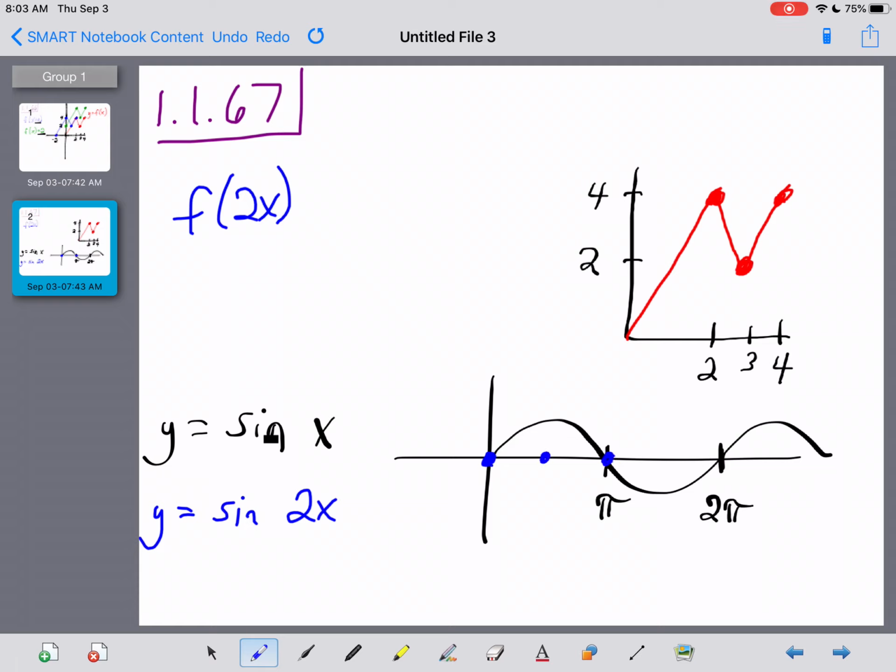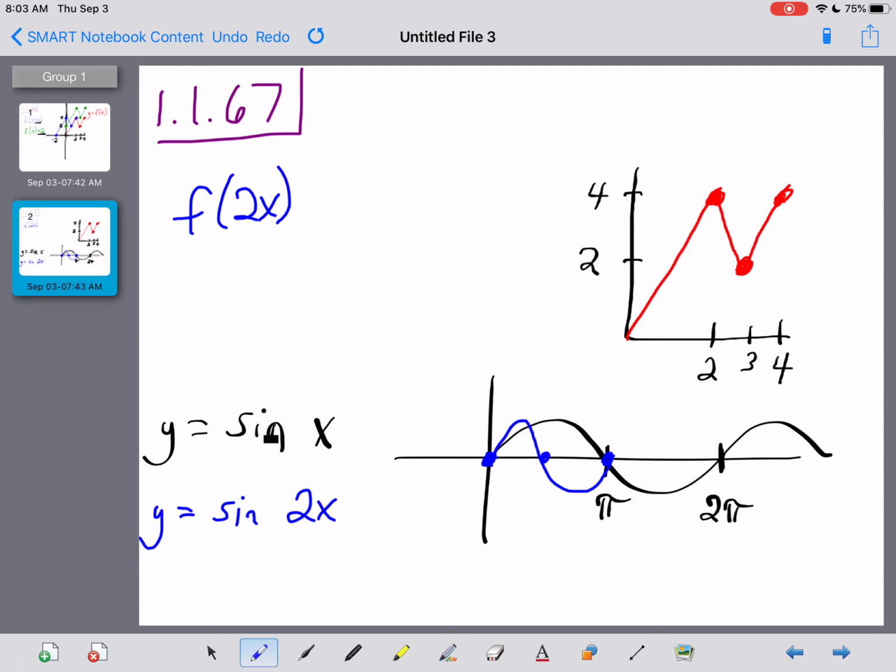Halfway through we have another intercept in the middle, and we have a peak here and a trough here, and that in blue, not very well drawn, Mr. Fontana, that in blue would be the sine of 2x. Its period gets compressed horizontally by a factor of 2.